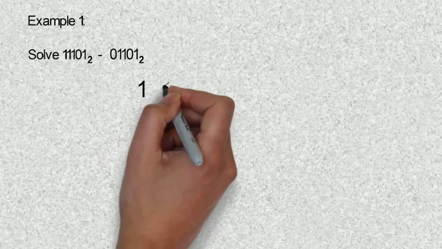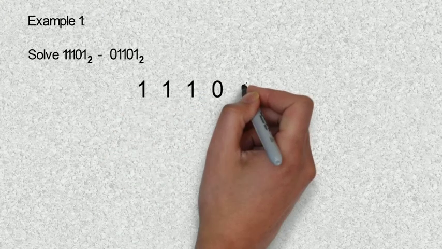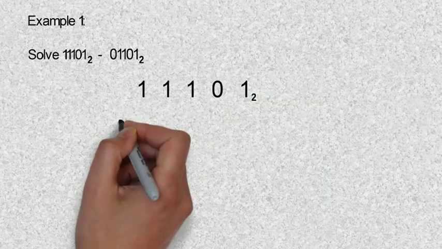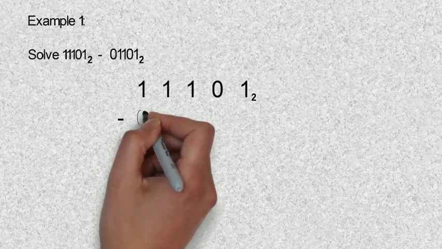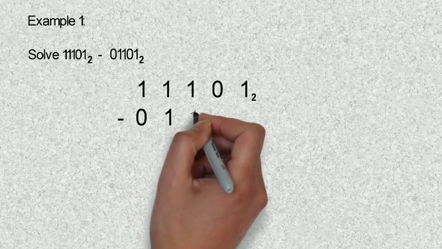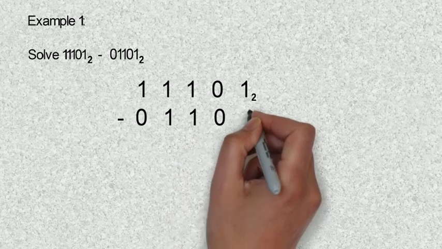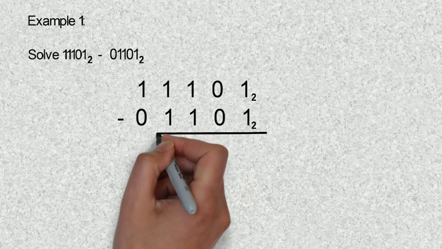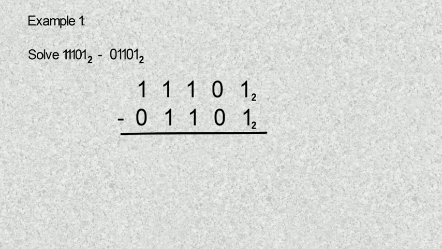We do our arrangement. So let's arrange. I have 11101. Then we put our minus sign indicating we are doing subtraction. Then we put the second number at the bottom of the first, which is 01101. So we draw our line. So how do we do this? We start our subtraction from the right hand side as we do in our normal figures in base 10.